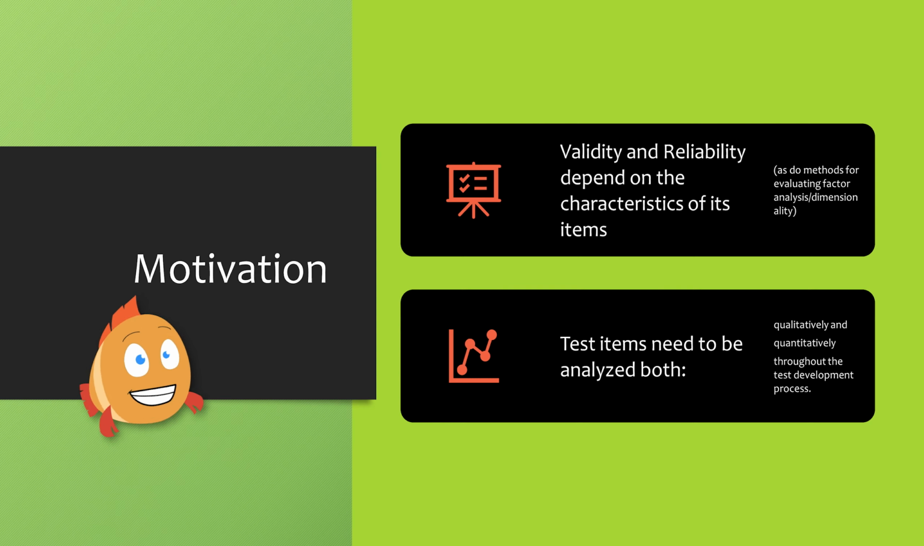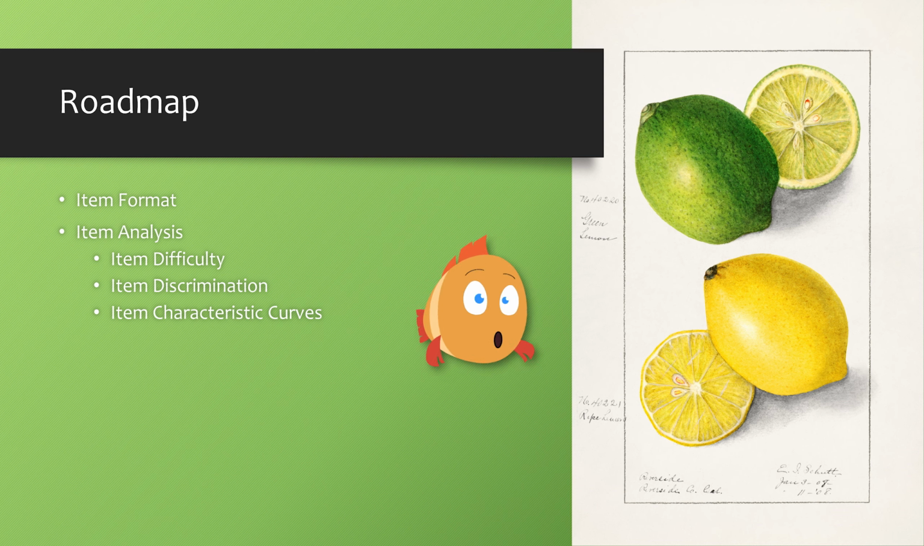Our roadmap for this module is we're going to talk about item format, some general pieces there. Then for the next chunk, item analysis. There we'll dive deeper into item difficulty, item discrimination, item characteristic curves, and ease us into item response theory, which is the big stats thing that we've been building towards. The next module is the last stats module, and everything after that is just applying what we've learned into that framework.